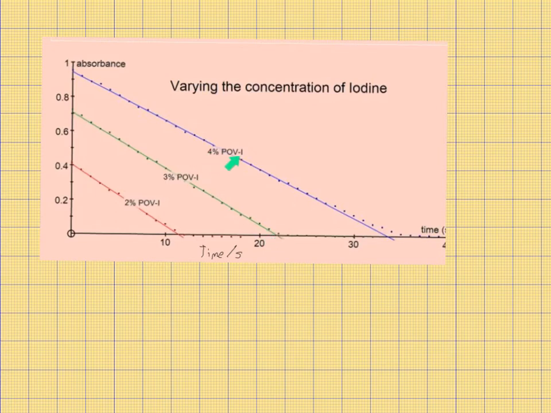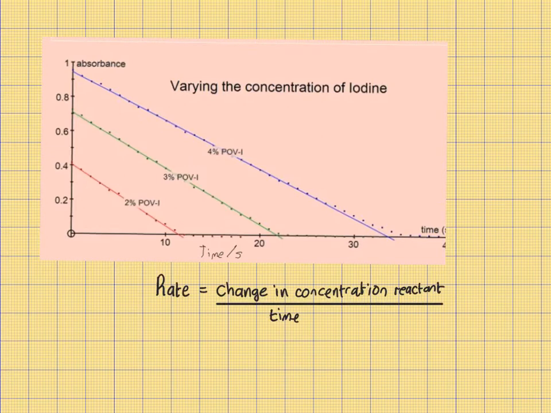We then carry it out with a higher concentration of iodine, 4% iodine, and again, because we've got a higher concentration of iodine, the absorbance is greater. And again, the experiment is allowed to run until the colour of the iodine runs out. Clearly, what can be seen is that we can now measure the rate of reaction, because rate is defined as, quite simply, the change in the concentration of the reactant or the product over time.